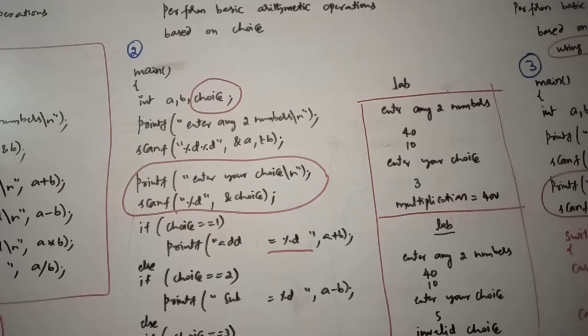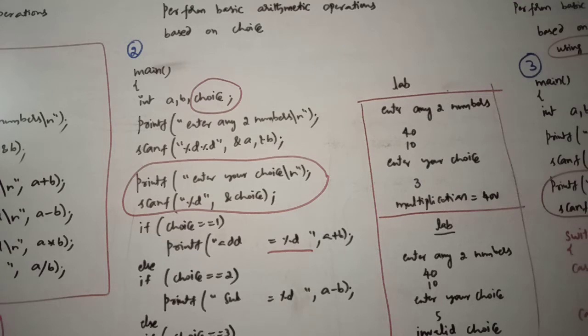Program number 2. You try to observe the difference between program number 1 and program number 2. Perform basic arithmetic operations based on choice. Here, check out how many variables are there. Three are there: A, B and choice. Observe the scanf statements also. Enter any two numbers, scanf A B, enter your choice and scanf choice.